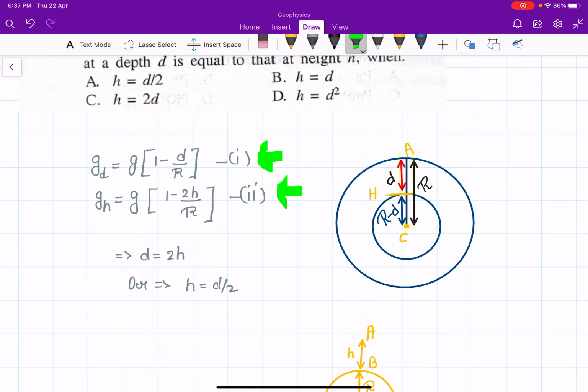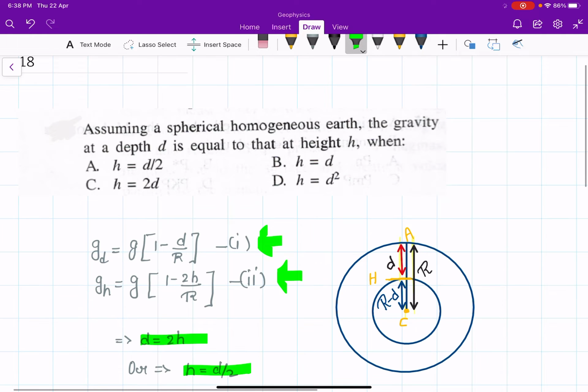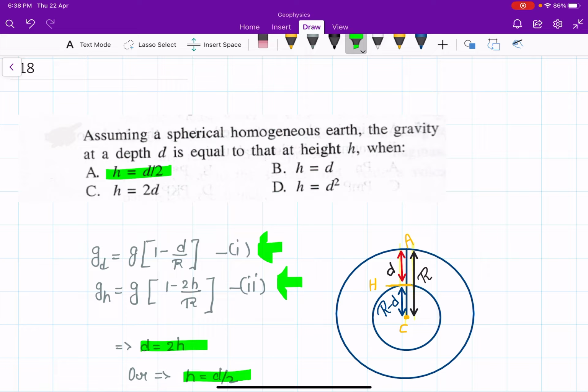By comparing equation 1 and equation 2, you will get d equals 2h, or you can say h equals d by 2. So the answer will be d by 2. That is option A will be the correct answer.